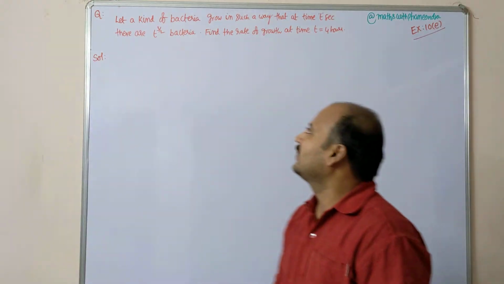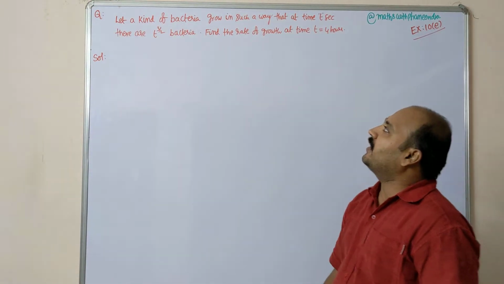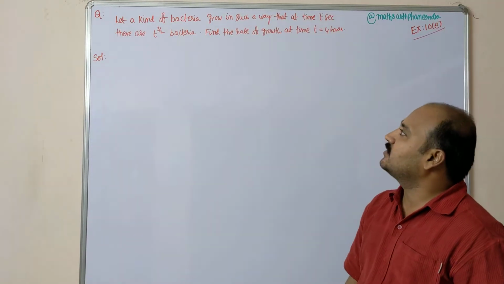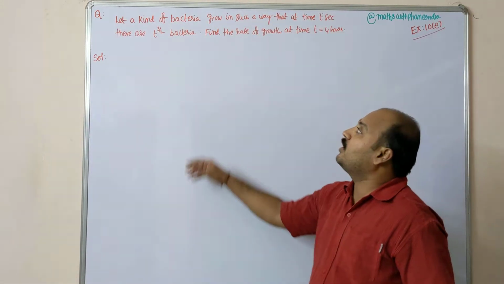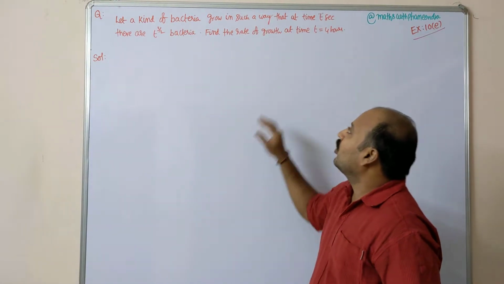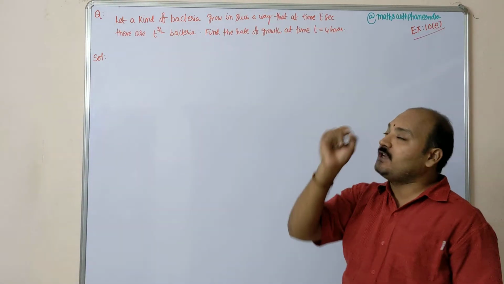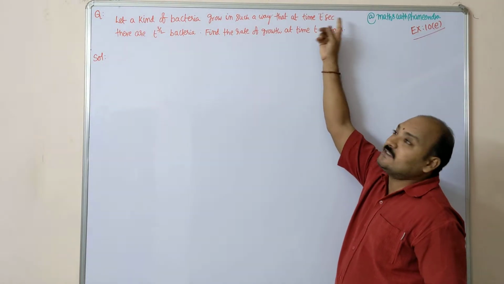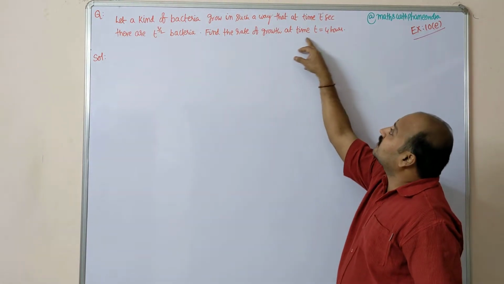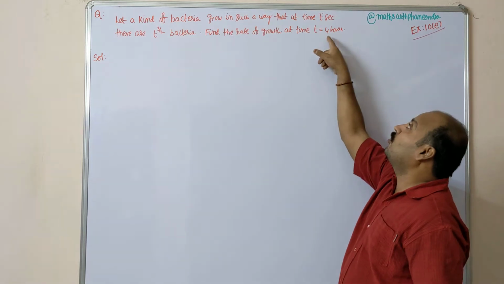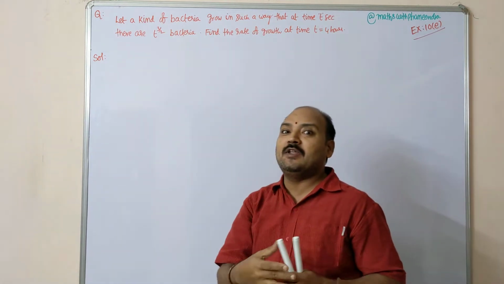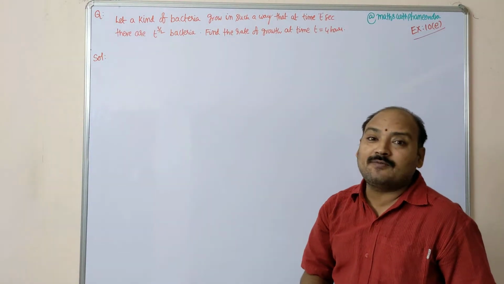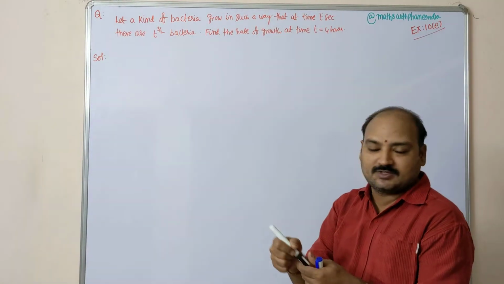The next question. Let a kind of bacteria grow in such a way that at time t seconds there are t power 3 by 2 bacteria. Find the rate of growth at t equal to 4 hours. Observe, dear students, the question. Time t seconds, the information is given. They are asking to find at the time of 4 hours what is the increase in bacteria. The rate of growth of bacteria at t equal to 4 hours.